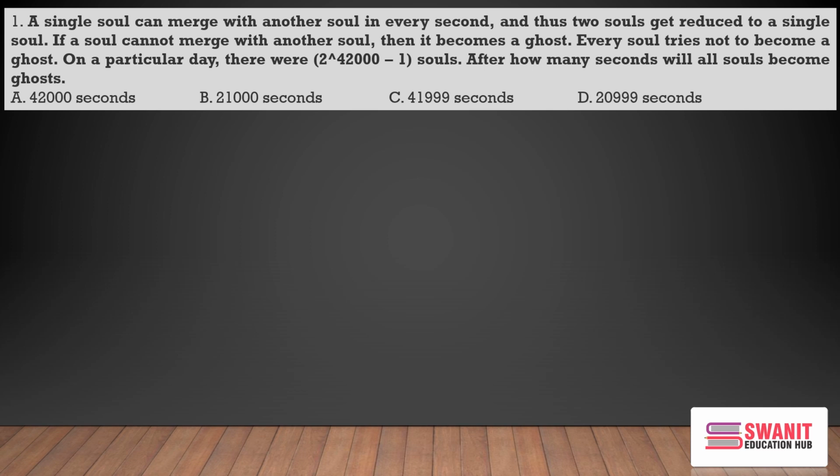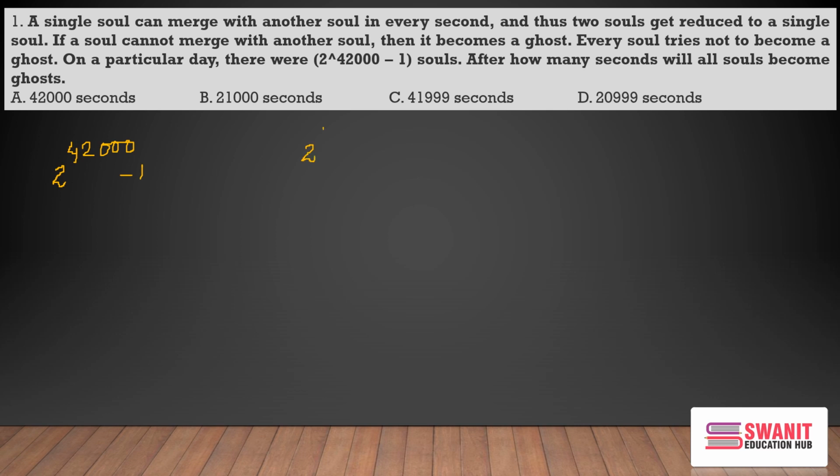Now, this is more of a logical reasoning question, but a different variety than we usually get in most of the examinations. So, let us understand what is happening. We are dealing with 2 raised to the power 42,000. Now, it's a bigger number, so what we do is break down the question to a smaller one. So instead of 2 raised to the power 42,000 minus 1, let me take it this way.